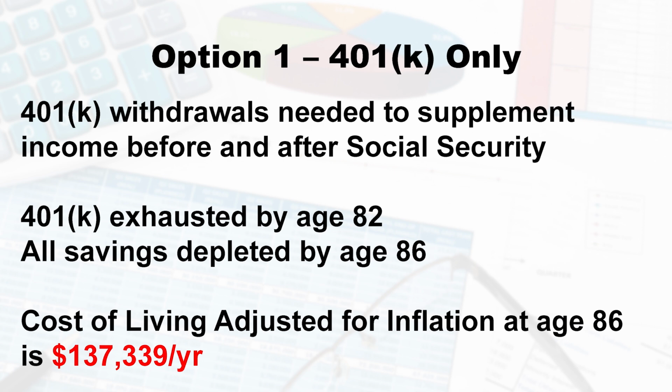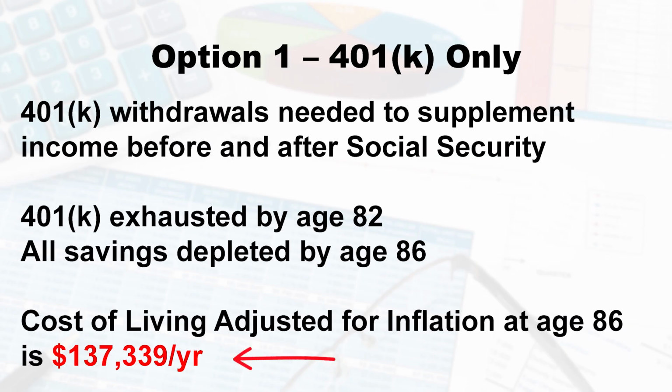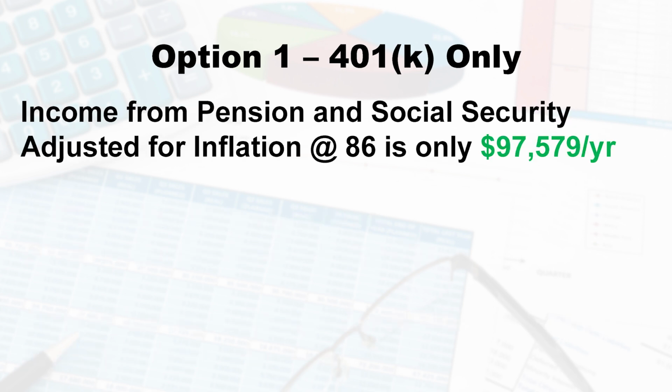His 401k at this rate is exhausted by the time he reaches age 82. And he has some extra savings. Remember, he was saving $800 a month somewhere else, and that's depleted by the time he's 86. So not a great picture there. That's why we see that orange line go down. And at that time, his cost of living, adjusted for inflation at age 86, is $137,000 a year. Pension and his Social Security, at that point, are only coming out to $97,579 a year. So there's a big shortfall there.